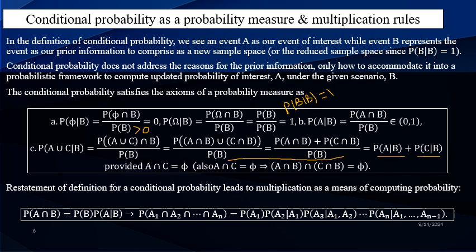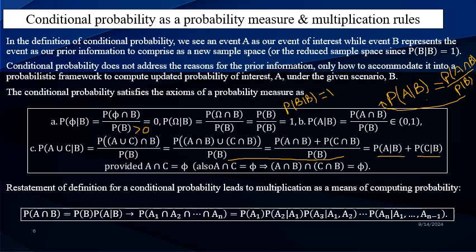Multiplication rule is just a restatement of the definition of conditional probability. What does the definition of conditional probability say? It says that probability of A given B is equal to probability of A intersection B divided by probability of B. So if you take probability of B to the left hand side, and you know that probability of B is non-zero, greater than 0, you will get probability of A intersection B is equal to probability of B into probability of A given B.